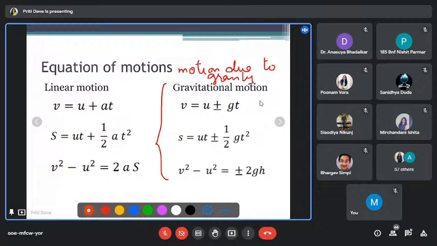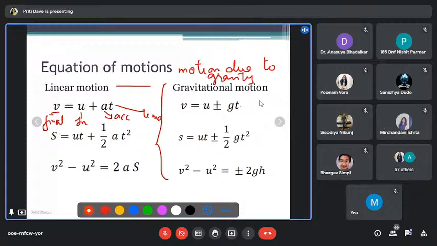Now, I hope everybody knows, or it's just a recap. Linear motion means when you go straight like this, that is called linear. Gravitational motion means when you move under the influence of gravity, that is called gravitational motion. So this is my final velocity. This is my initial velocity. This is my acceleration and this is my time. So this same equation, when I write, it is v is equal to u plus or minus gt.